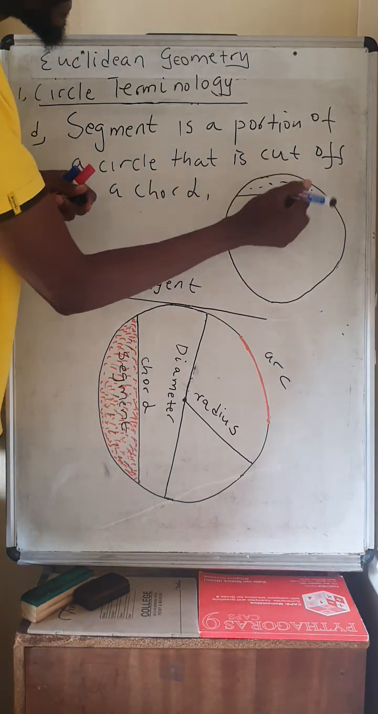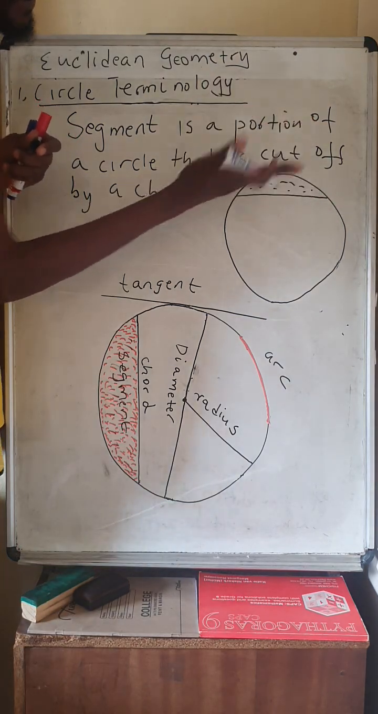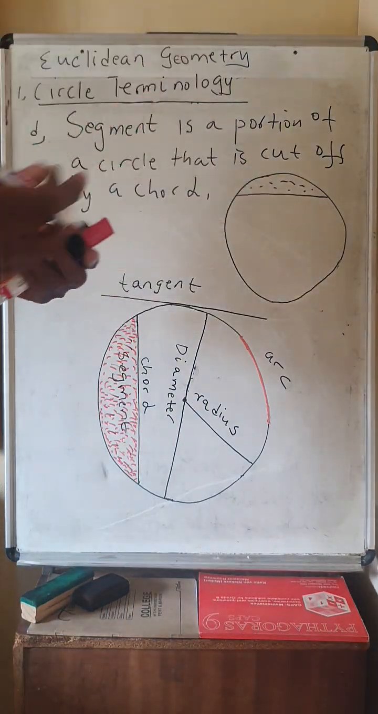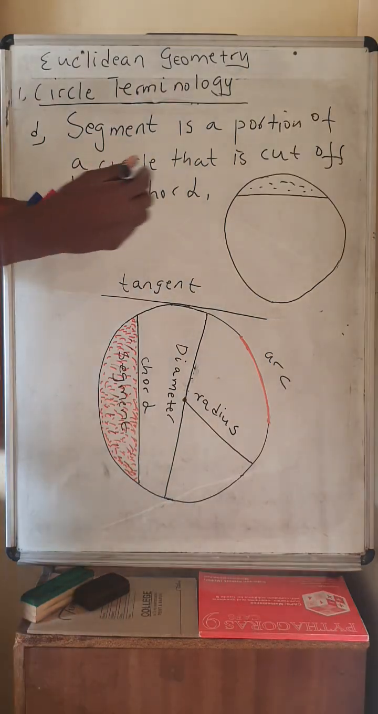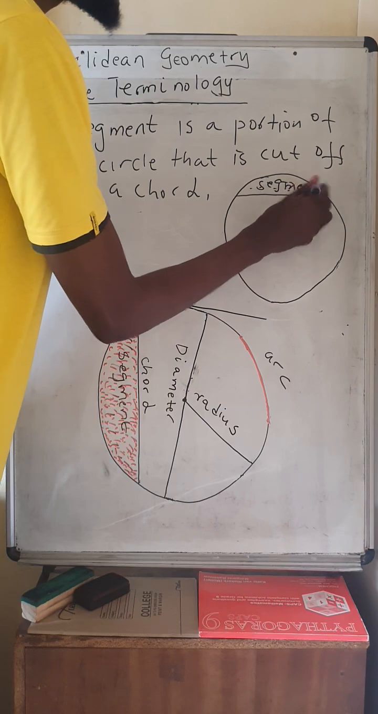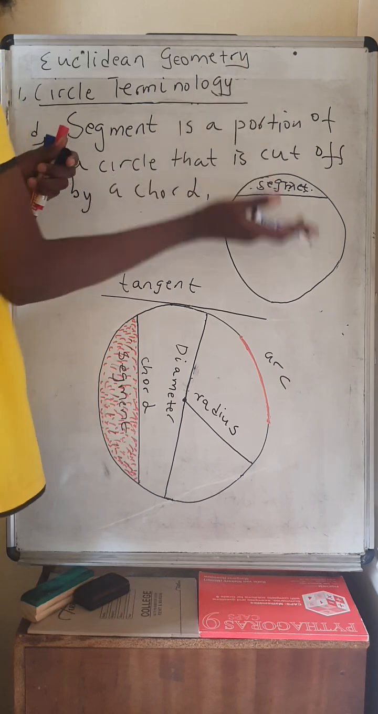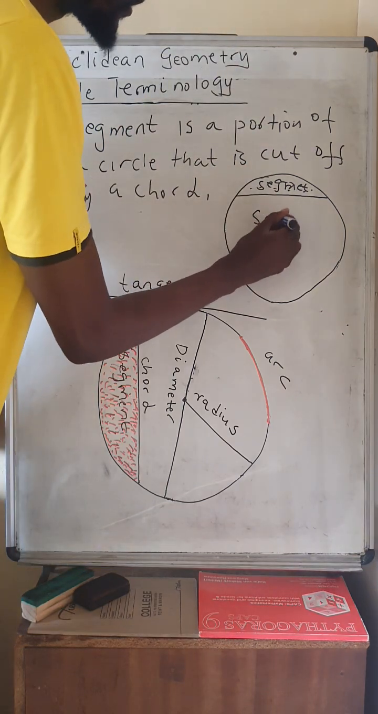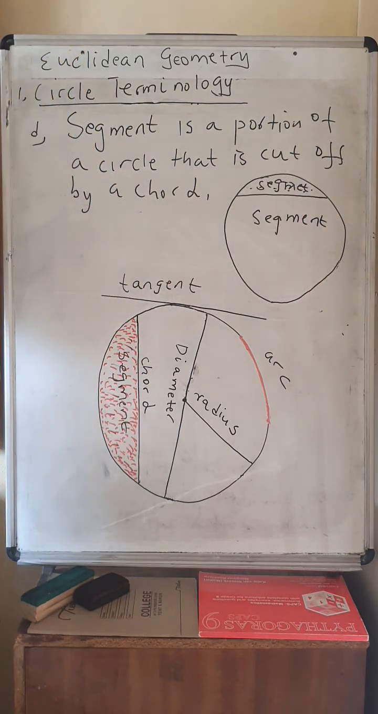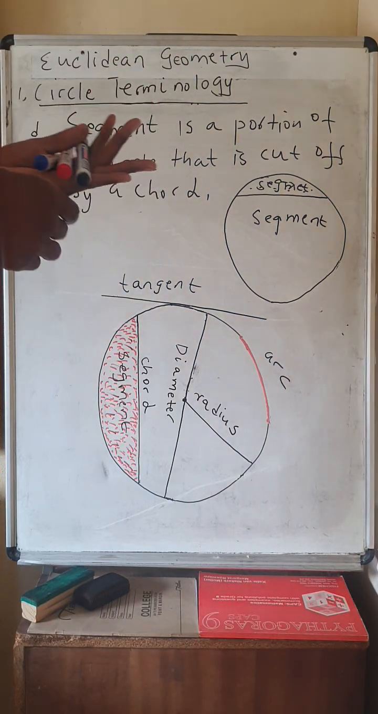If you look at this smaller portion here, it was cut off by a chord. So when you introduce a chord, it will cut a circle into two parts, and each part in that case will be a segment. Even the remaining portion here is not a full circle, it's a portion of a circle, and it was also cut off by a chord. So this will also be called a segment, the bigger one here. So for every chord, there will always be two segments.